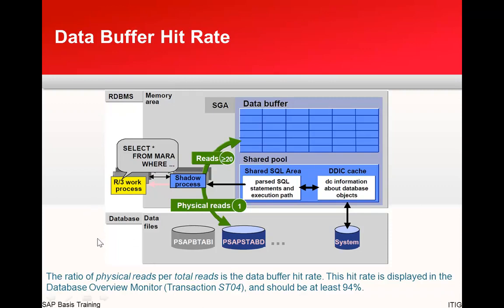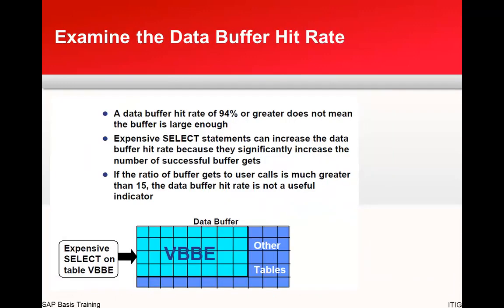Okay, so basically the ratio of physical reads per total reads is the data buffer hit rate. This hit rate is displayed in the database overview monitor, that is ST04, and should be at least 94%. Then next, examine the data buffer hit rate. A data buffer hit rate of 94% or greater doesn't mean the buffer is large enough.